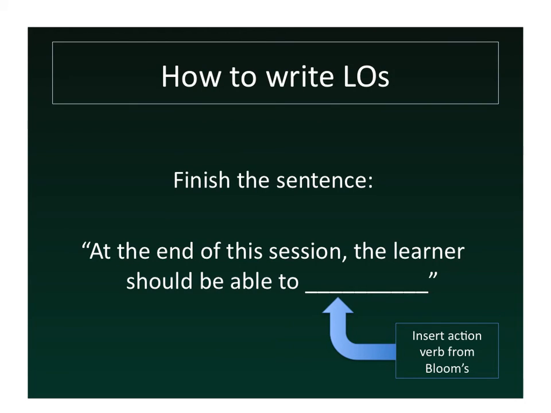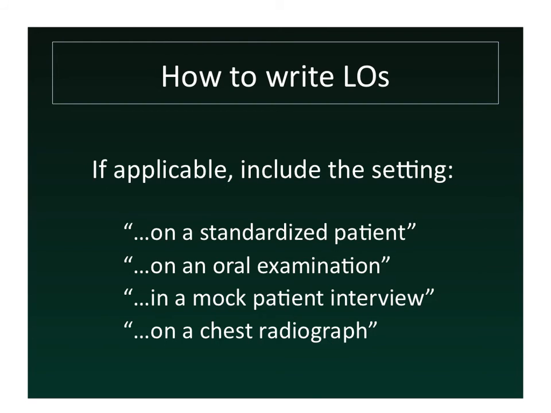So how do you go about writing learning objectives? You should finish the sentence, at the end of this session, the learner should be able to, and in that line insert an action verb from Bloom's taxonomy. If it's applicable, you should also include the setting, such as on a standardized patient or on an oral examination. Or in the case of radiology, we're often asking them to be able to diagnose or identify imaging findings, so specify the modality, such as on a chest radiograph. You want to be as specific as possible to make the learning implicit.